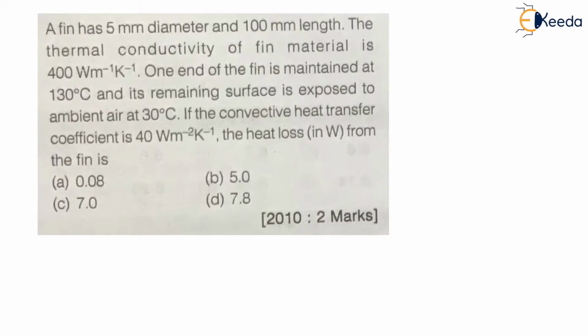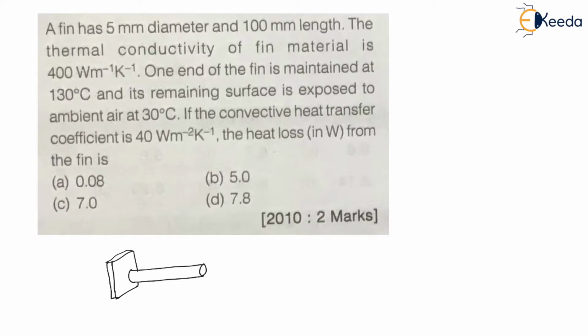The question is, a fin has 5 mm diameter and 100 mm length. Now, the fin has 5 mm diameter means it is a pin fin. So, my dear students, let us say we have a base wall. To this base wall, the fin is attached like this. And this will be our fin, and this will be our base wall. Now, the base wall will be at temperature T naught.